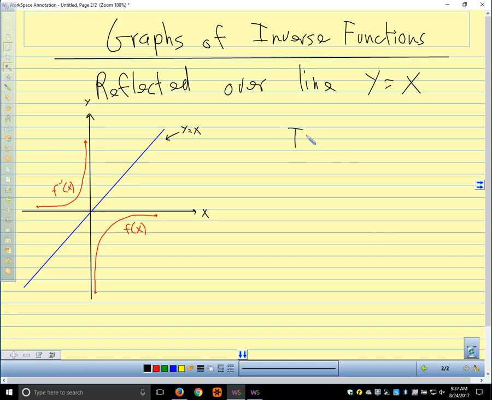What does that mean for a table of values? If we had a table of values for two graphs, remember what reflecting over the line y equals x does to a table of values? Yeah, Michael? The x coordinates in the first one are the y coordinates in the inverse. Right, they switch. So the table of values switch. The x's and y's switch.